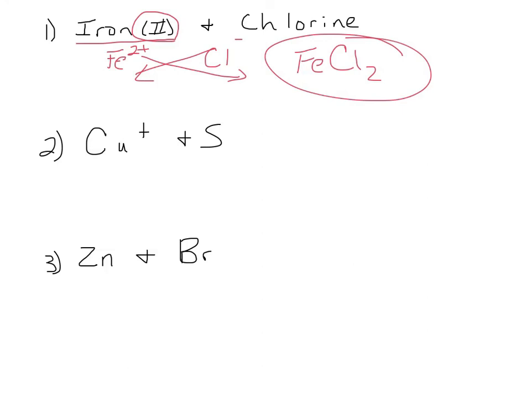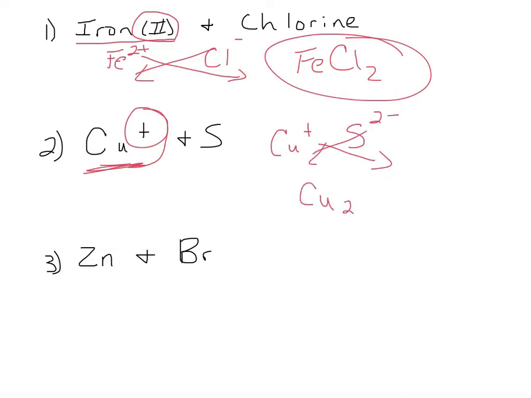Another way that they might tell you is they just give you the charge. So we say, hey, this is a copper 1 because it's a +1 charge. So we've got copper 1 and sulfur, which is in group 6, so it's a 2 minus. So we would crisscross them, Cu2S.